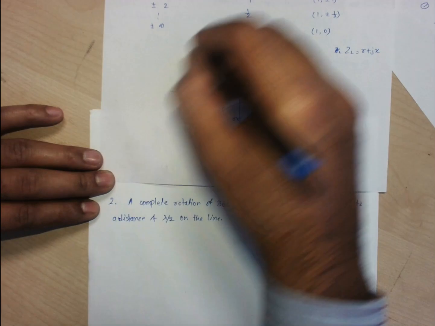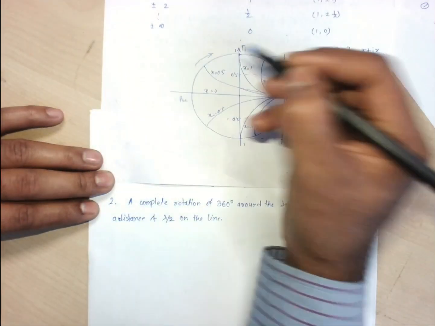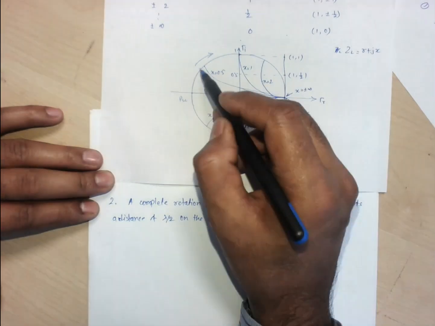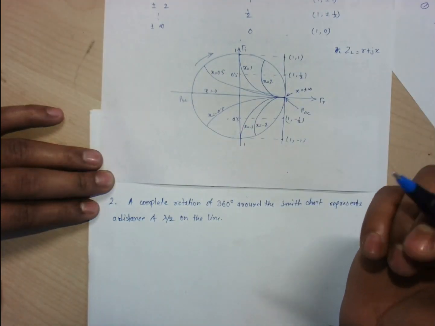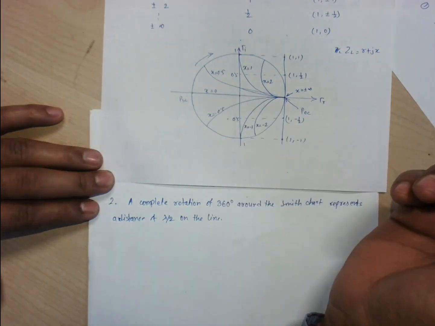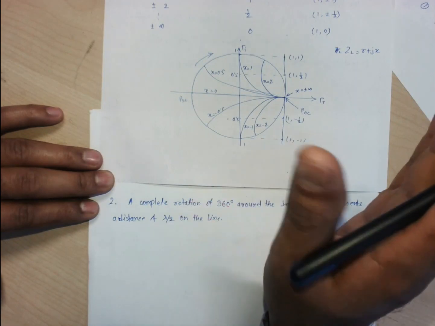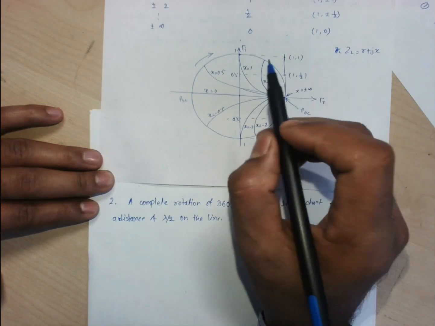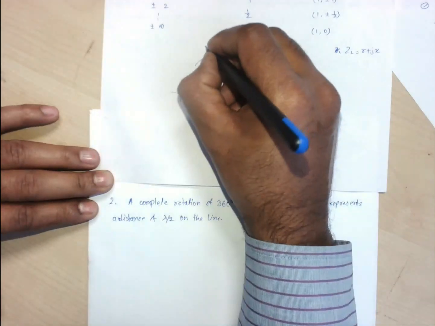And if we go with clockwise movement, if we move something like this clockwise, then we are moving towards the generator. If for some reason we need to move in the clockwise direction, then we need to assume that we are moving towards the generator. That means from the point where we are standing right now, from some point on the chart, if we need to move in the clockwise direction, then we need to go towards the generator.